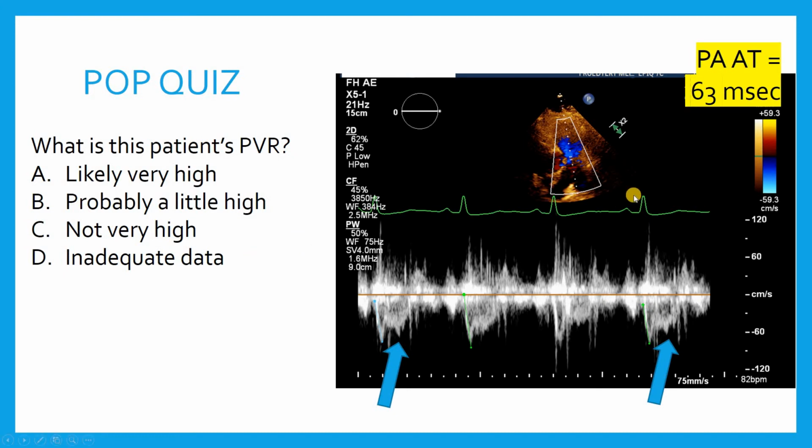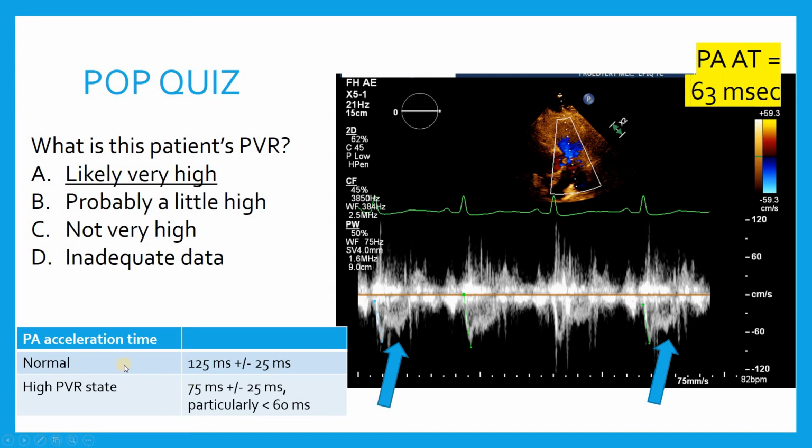Flashing back to earlier in this talk, we said that pulmonary artery acceleration times under 75 milliseconds were abnormal. It's been measured multiple times here. Each time it was about 60 to 65 milliseconds. So in this case, the PVR is probably quite high.